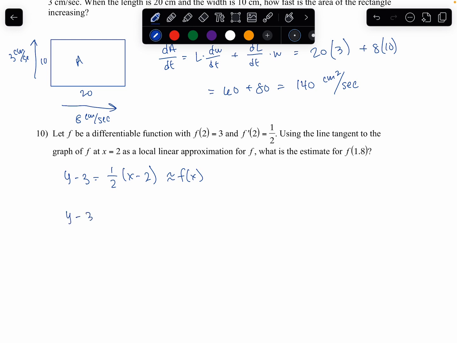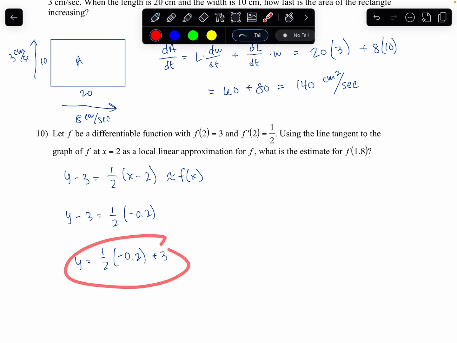So y minus 3 is equal to 1/2 times (1.8 minus 2). If I plug in 1.8 right here, that's going to be equal to negative 0.2. And then y is going to be equal to 1/2 times negative 0.2 plus 3. I'm just going to let you punch that into a calculator, and you'll get it right there.